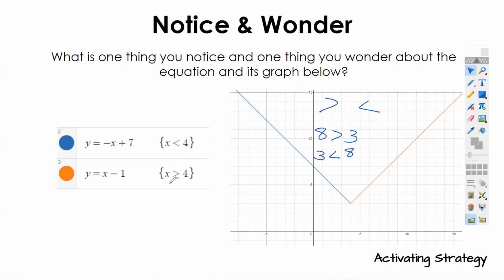Now this line right here that's underneath, that's equal to. So how do you read this one? Well, we gotta say the other thing too, right? So it's x is greater than or equal to 4. Does that make sense? Okay.